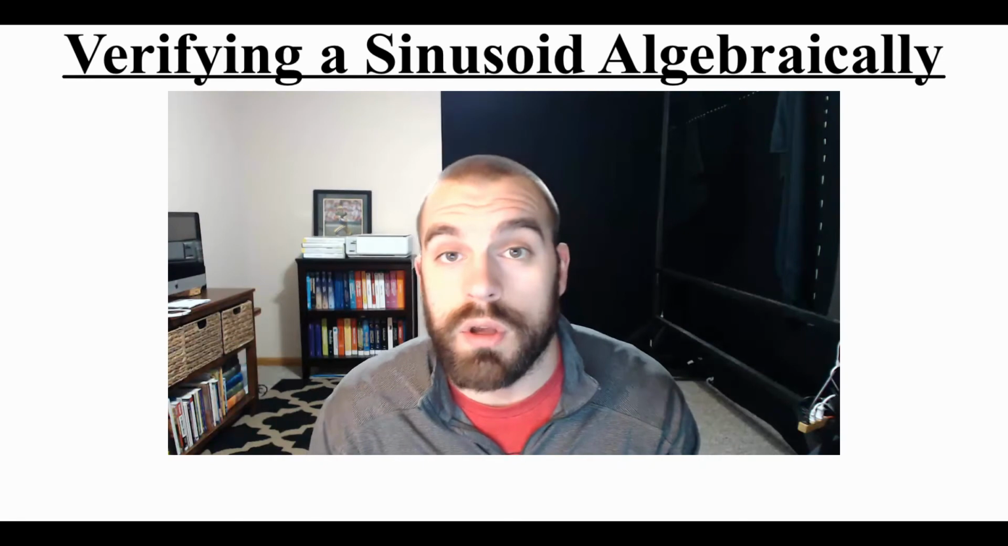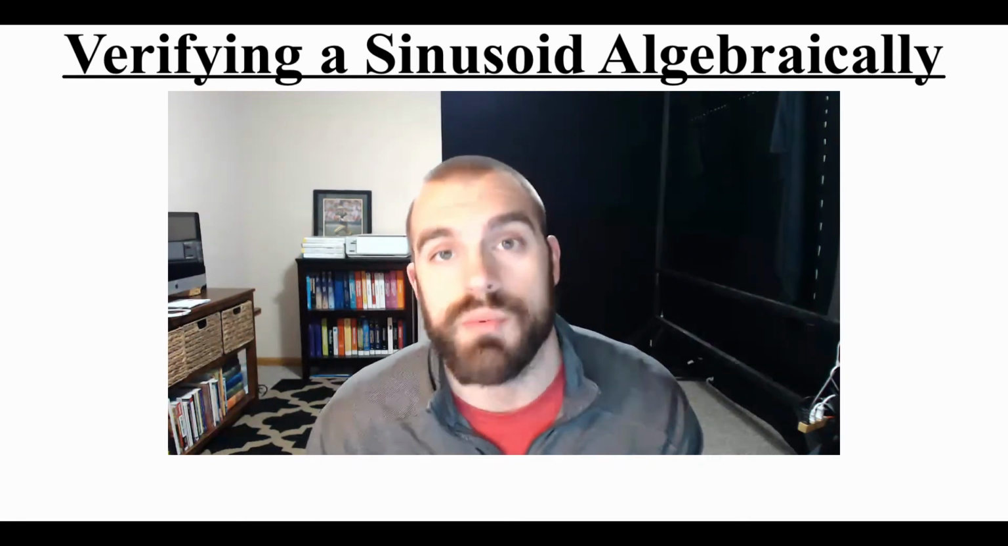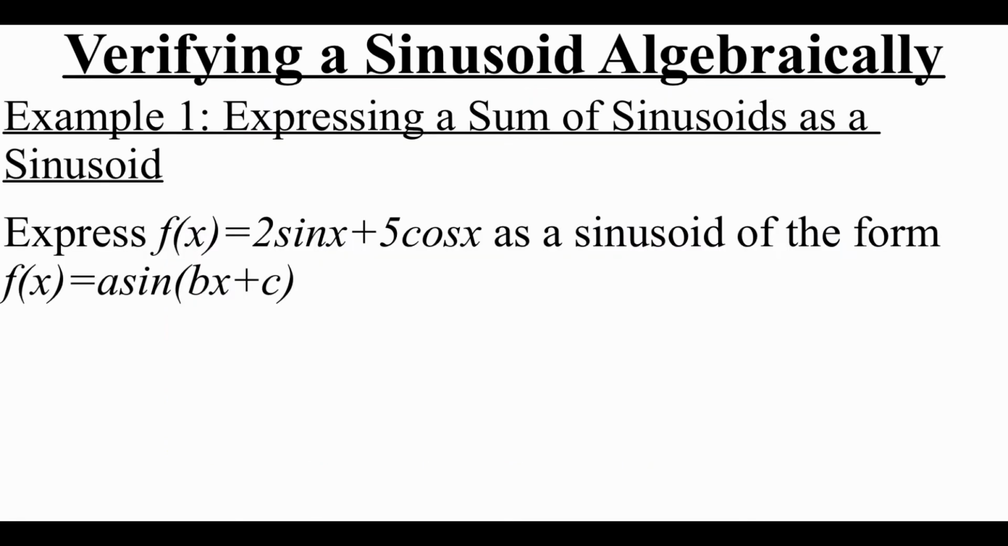In this video, we're going to look at verifying a sinusoid algebraically. So in this example, we're going to look at expressing the function f of x equals 2 times the sine of x plus 5 times the cosine of x as a sinusoid in the form f of x equals a times the sine of bx plus c.